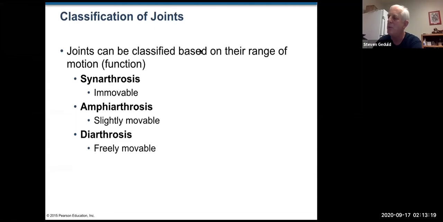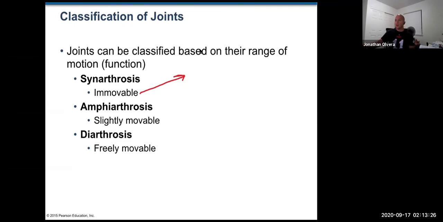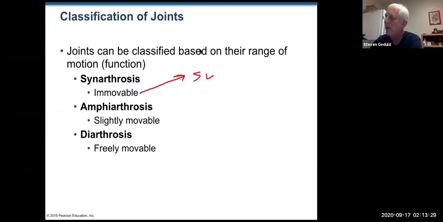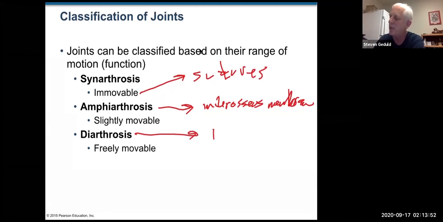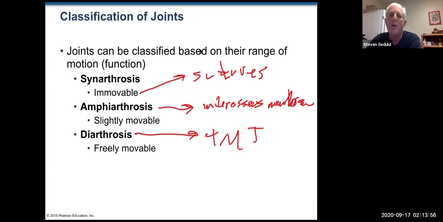Who can think of an immovable joint? The sutures in the skull. Those bones come together, and those are immovable. Those are synarthrosis joints. Amphiarthrosis joints are like the interosseous membrane between the radius and the ulna, or the tibia and the fibula. You get slight movement there. And freely movable joints are the TMJ, elbow, shoulder, and knee. Everybody needs to understand the difference between synarthrosis, amphiarthrosis, and diarthrosis. These three terms are important.